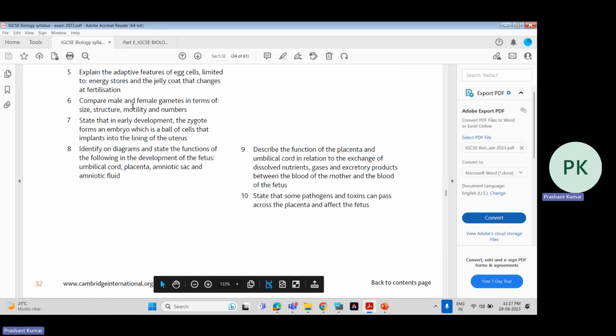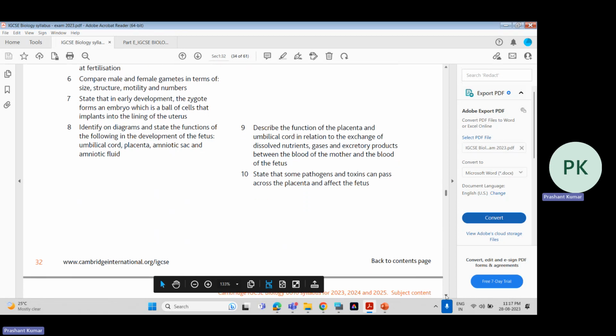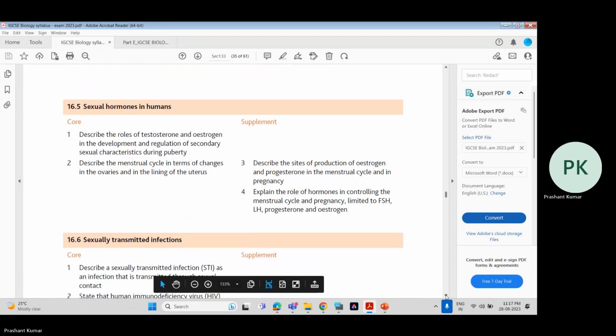Then we'll do the comparison between the male and female gametes, state that in early development the zygote forms an embryo, and we'll see the embryonic development in a diagram, describe the function of the placenta, then state that some pathogens and toxins can pass across the placenta and affect the fetus.